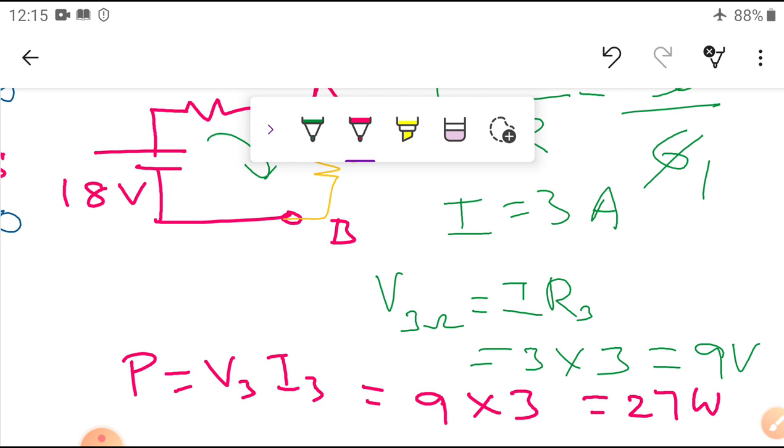So how is this complicated circuit simplified now? Now instead of 3 ohms, I want 6 ohms connected. The V Thevenin's and R Thevenin's are the same, but instead of 3 ohms, you connect the 6 ohms. Simple series circuit. Then what is the current? 6 plus 3 is 9. So the voltage 18 volts by 9, 2 amps are flowing.